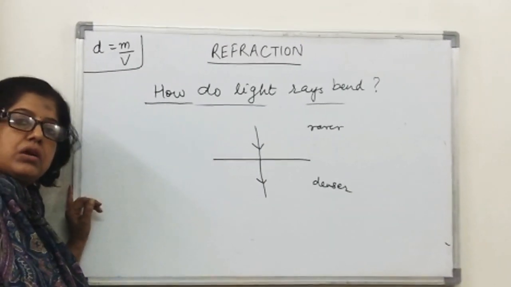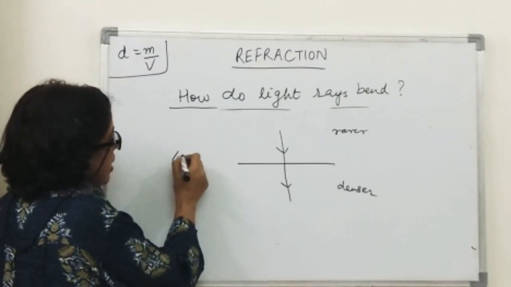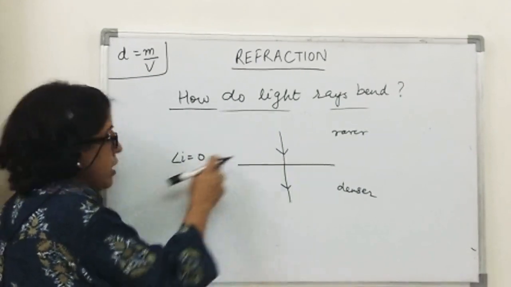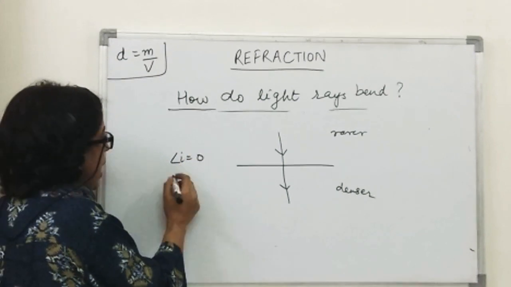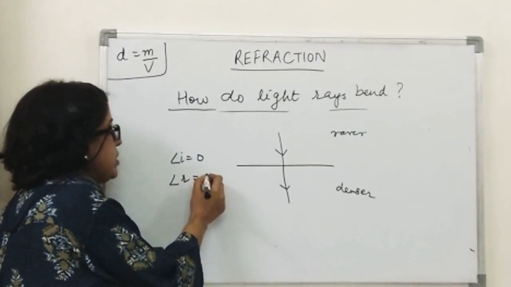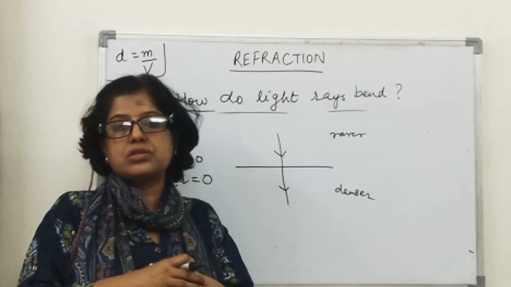So no refraction occurs when it is going along the normal, and in such a scenario angle I is 0 because the incident ray is along the normal. So angle I, which is the angle between incident ray and normal, will be 0. Angle R, which is the angle between the refracted ray and normal, will also be 0 in this case, and no refraction occurs in such a case.